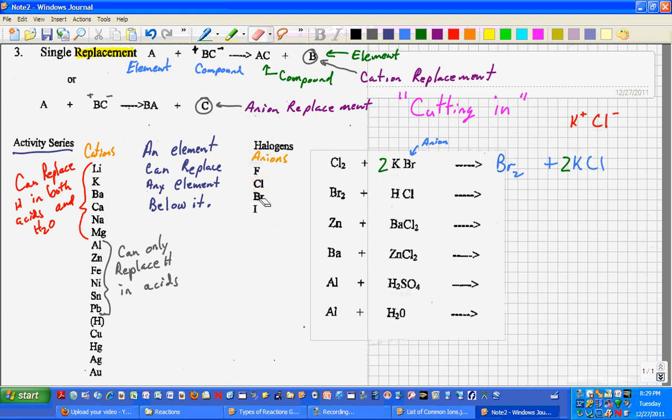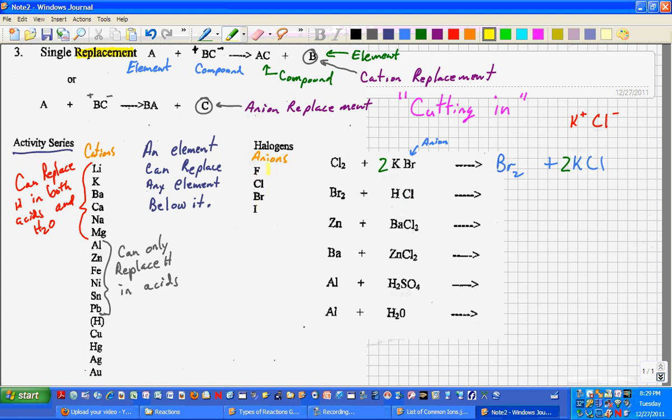Take a look at another example. In this next example, I've got bromine reacting with hydrochloric acid. So in this case, again, I'm going to my anion list because bromine is an anion trying to replace an anion.